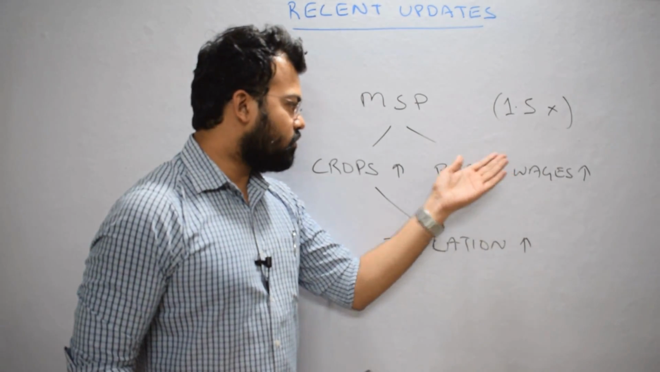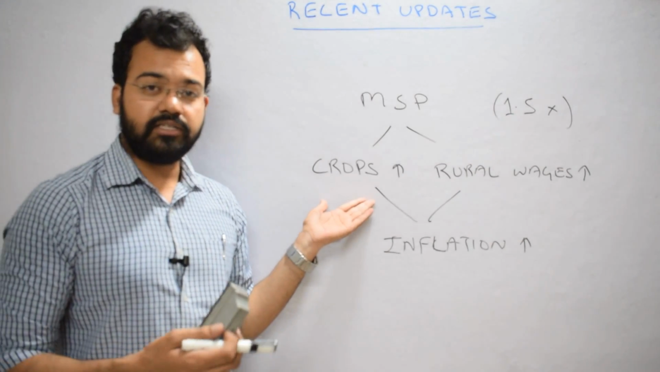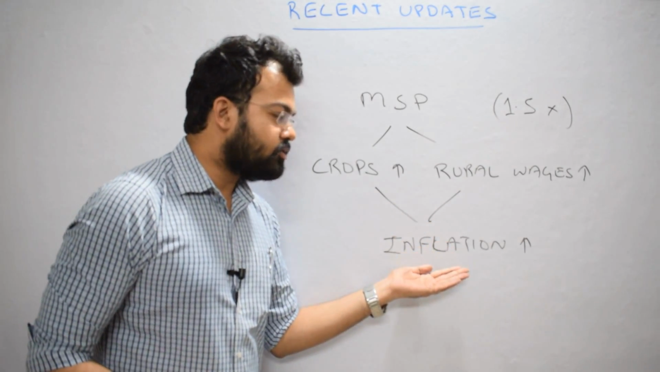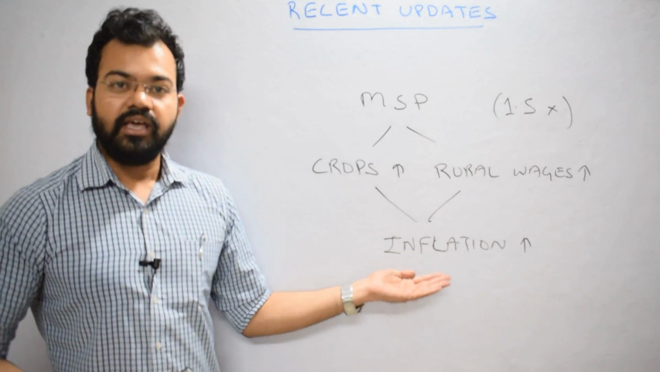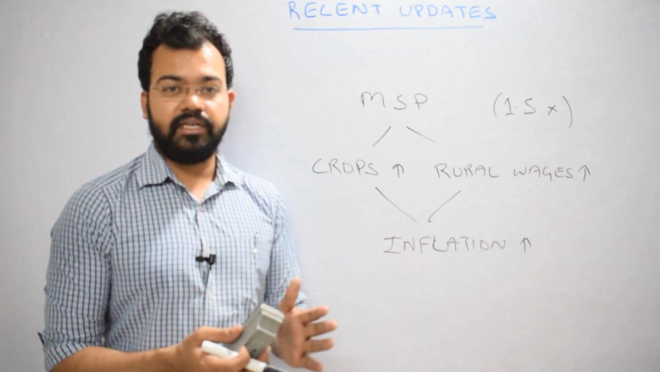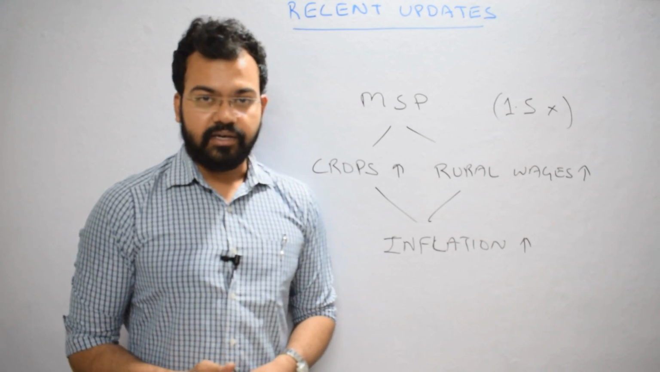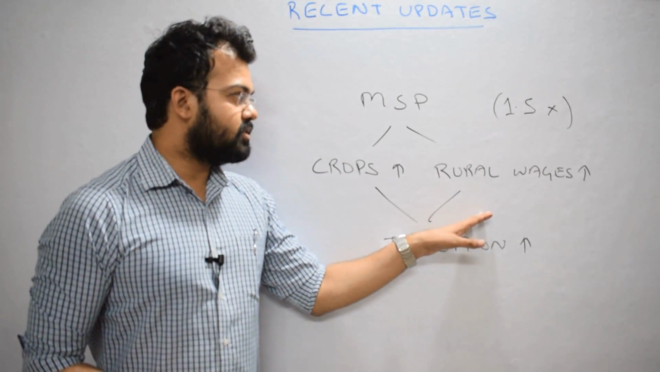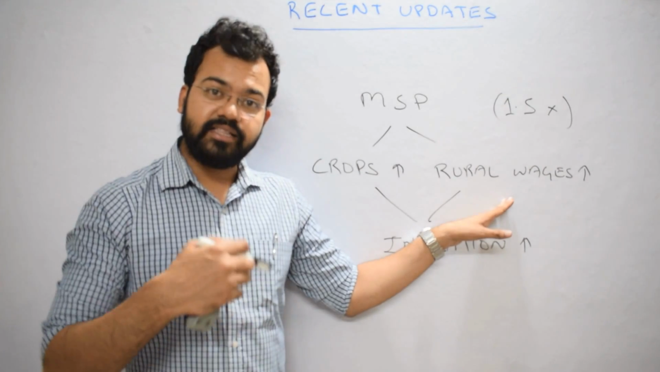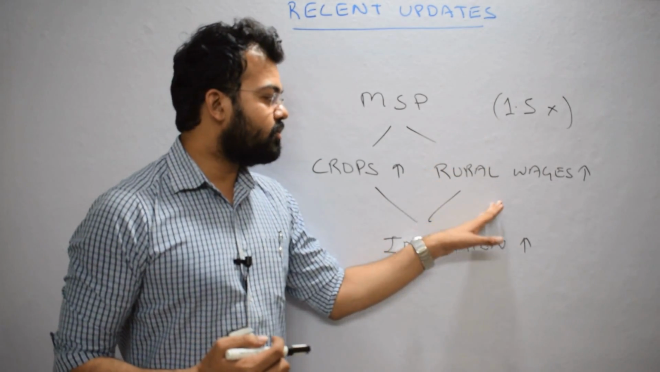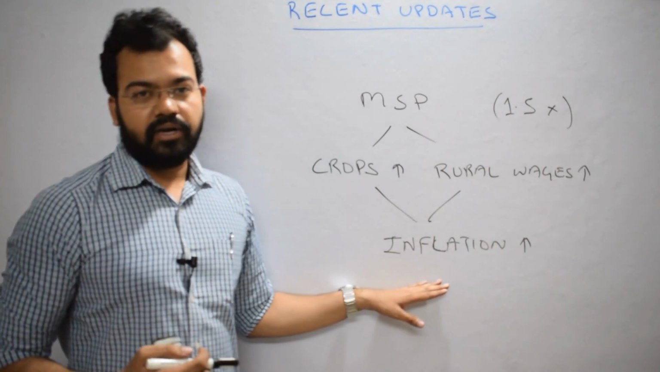So rural wages will go up and the prices of the crops will also go up, which will lead to upside risk of inflation in the near term. Now what is the meaning of near term? Near term is less than a year. So the Monetary Policy Committee took this decision to hike the repo rate in consequence of these important factors.